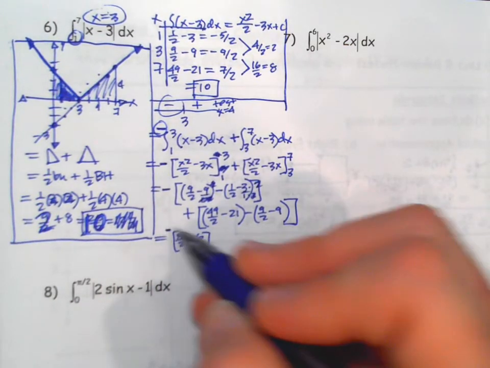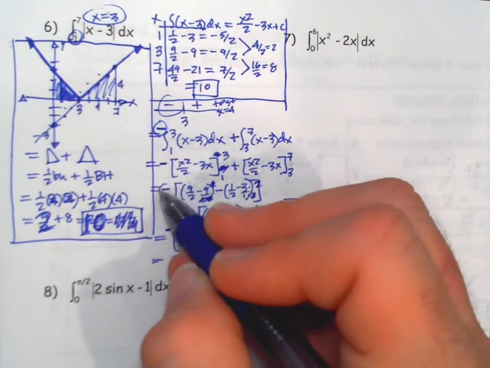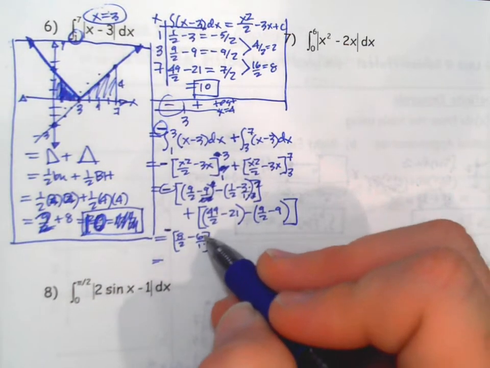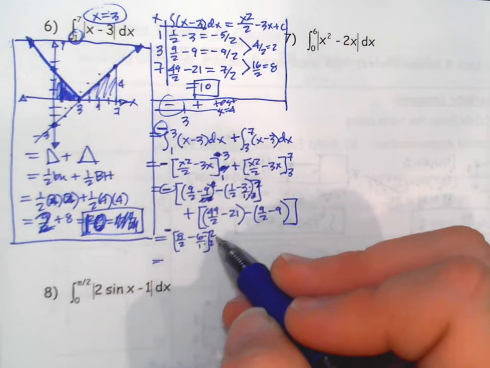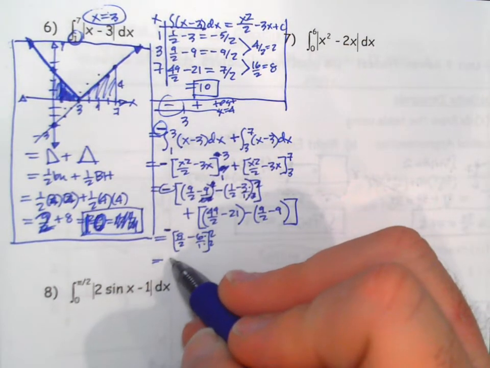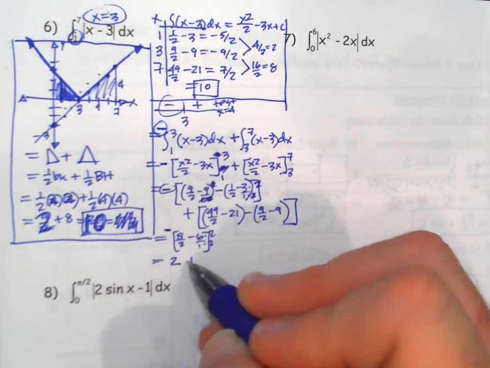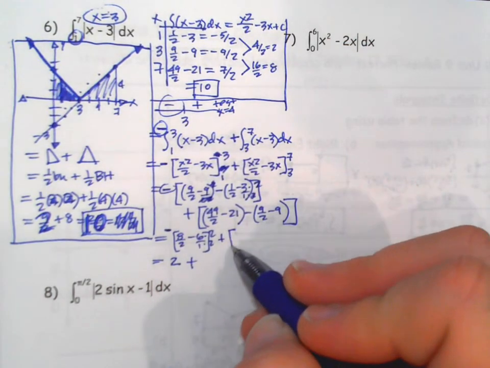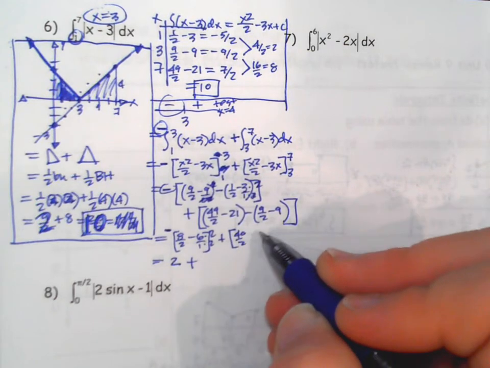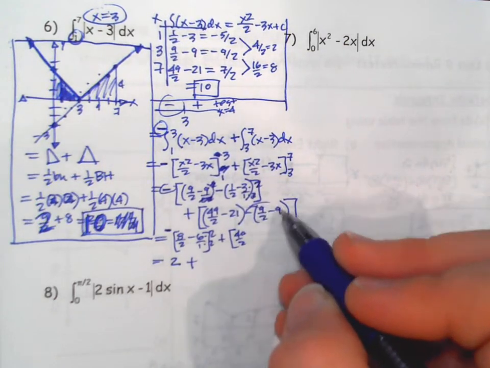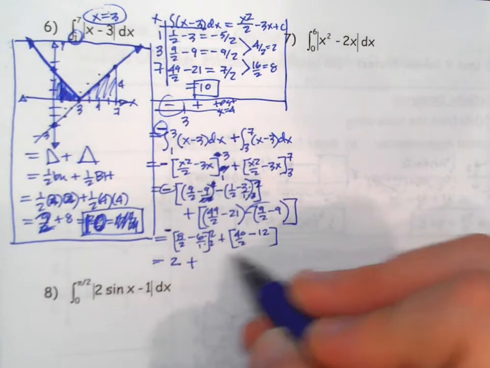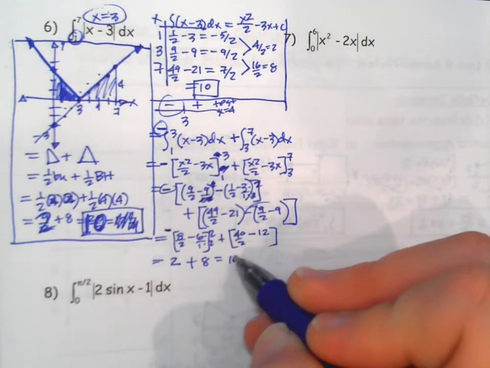And remember, this better come out positive. So I almost lost my negative just now. I was like, what? That's wrong. That's going to be negative. So it's going to be 8 halves minus 12 halves is negative 4 halves is positive 2. And this one's going to be 49 halves minus 9 halves is 40 halves. And it's going to be minus 21 plus 9 is negative 12. That's going to be 20 minus 12 is 8. And we get the same answer.